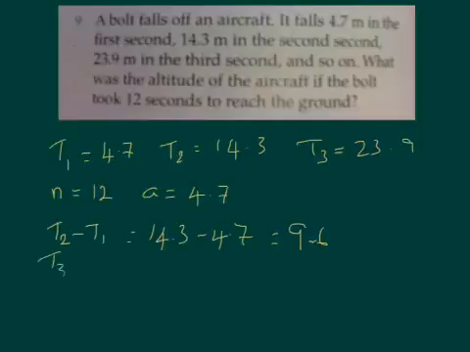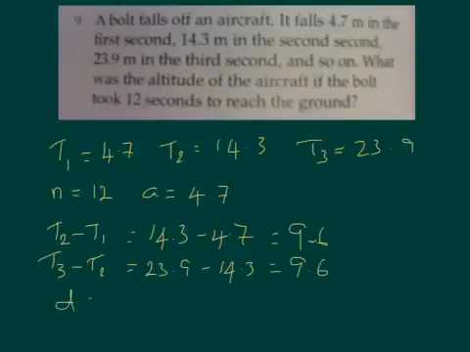And if we go T3 minus T2, we get 23.9 minus 14.3, and that also equals 9.6. So obviously our D value is equal to 9.6, which is kind of what I'd expect, because that is the rate of gravity on the Earth, 9.6 metres per second. Anyway, we've got our D value, our A value, and our N value. So now we can plug that into our equation to work out the altitude of the aircraft if the bolt took 12 seconds to reach the ground. We'll do that on the next screen.